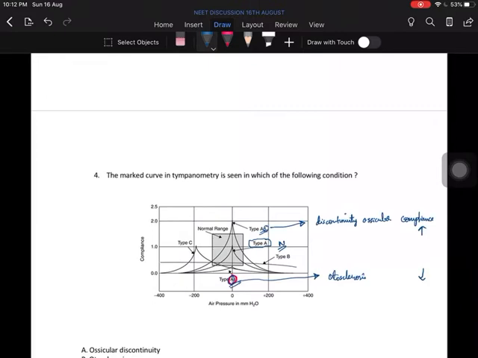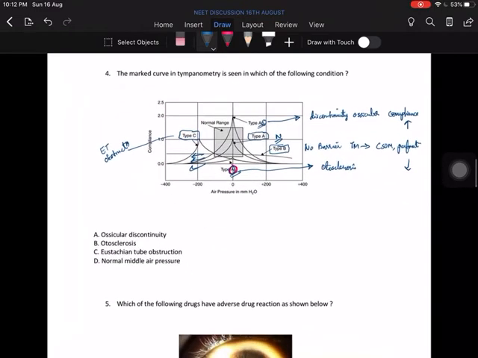Now you see that type B is the graph when you have no barrier, like no tympanic membrane. So in cases of CSOM, or perforation, this graph is seen, whereas C is there is a negative pressure. So this is a negative pressure in case of your eustachian tube obstruction. Okay, so the correct answer is otosclerosis.